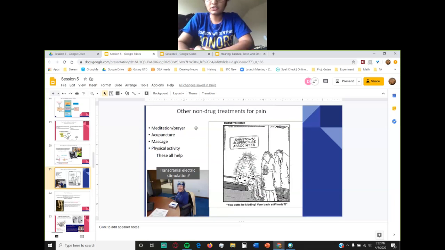So things like meditation, acupuncture, massage, and physical activity will all play into the gate theory idea and reduce the amount of pain that you feel.